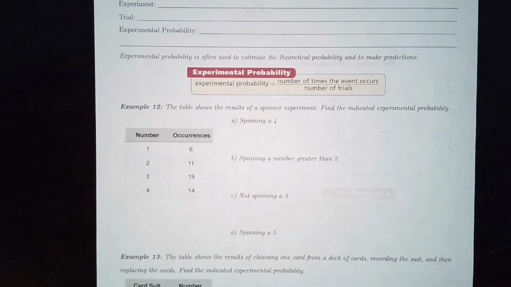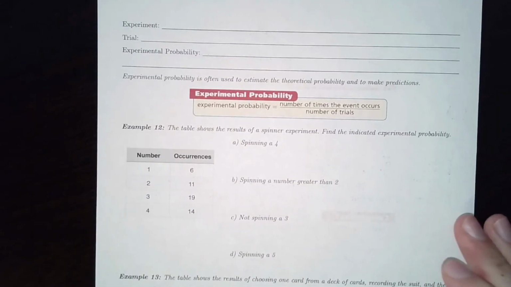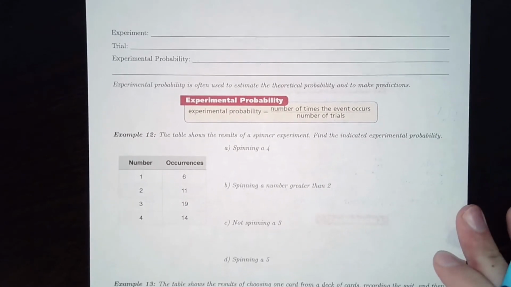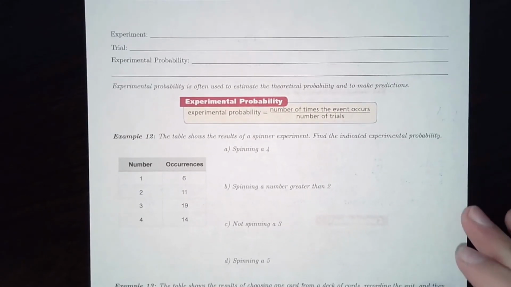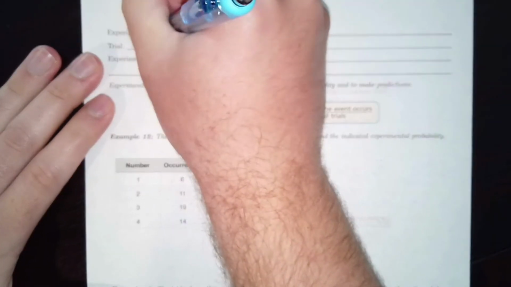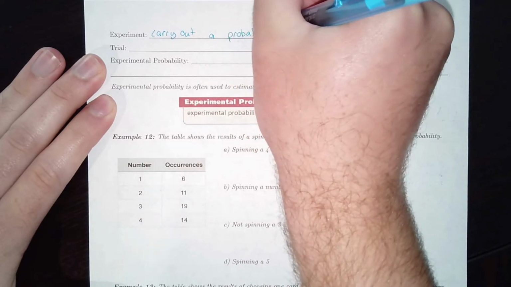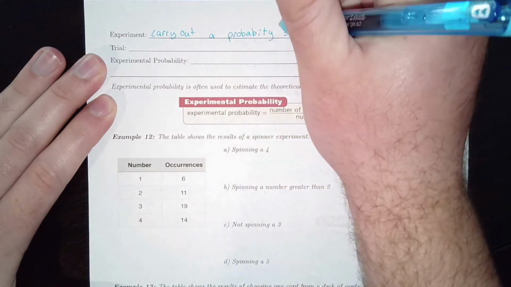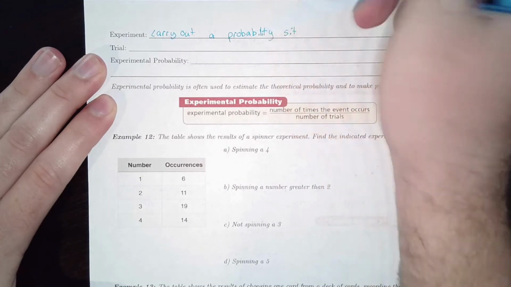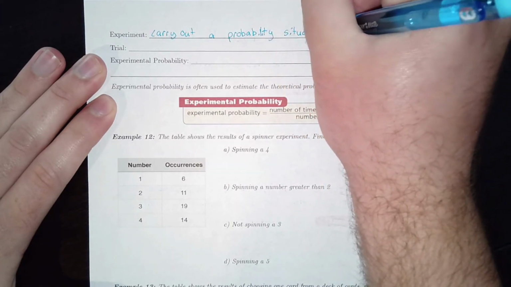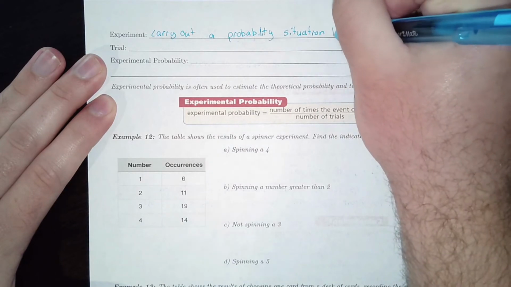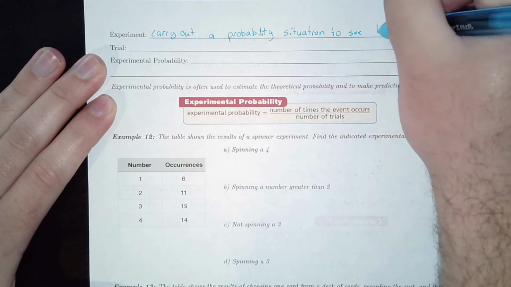Okay, getting down to the last page here, this is where we're going to switch from the theoretical stuff and we're going to move into experimental. Okay, so experimental is where we carry out a probability situation to see the outcomes.